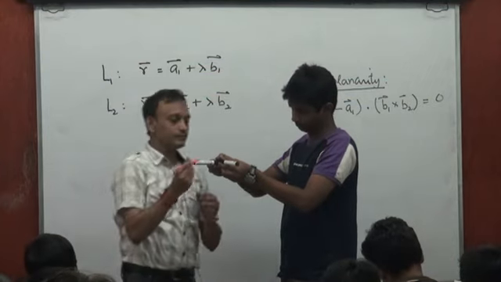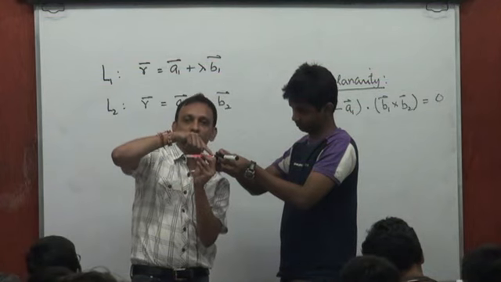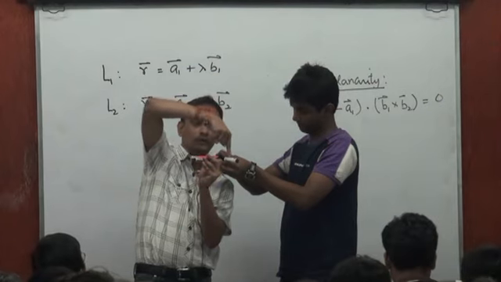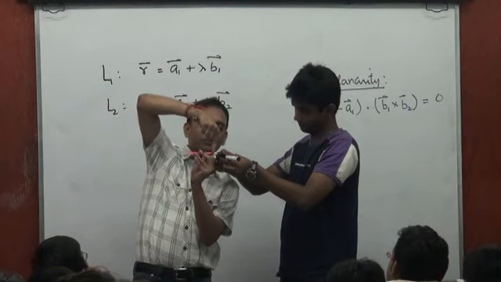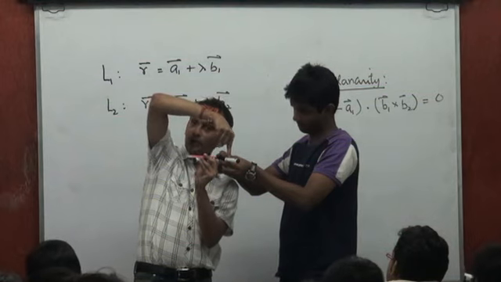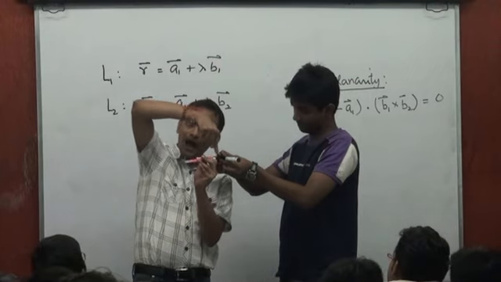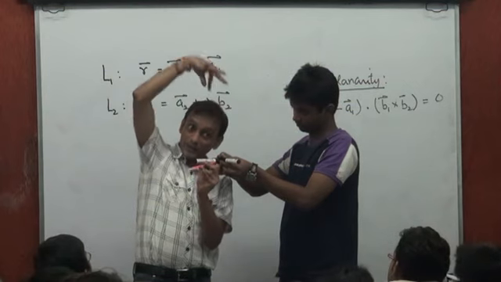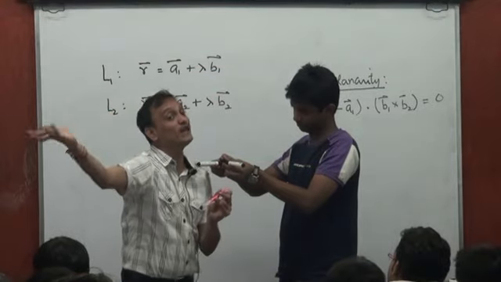Now if r be the position vector of any point on the plane, and a1 is the position vector of a certain point already known on the plane, then r minus a1 must lie on the plane, and therefore r minus a1 must be perpendicular to b1 cross b2. That means (r minus a1) dot (b1 cross b2) must be zero.